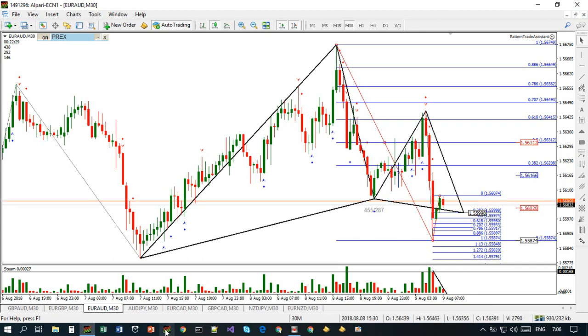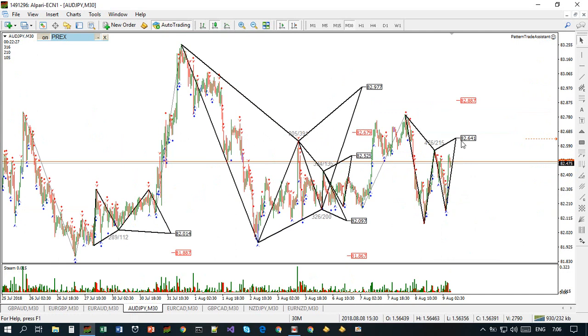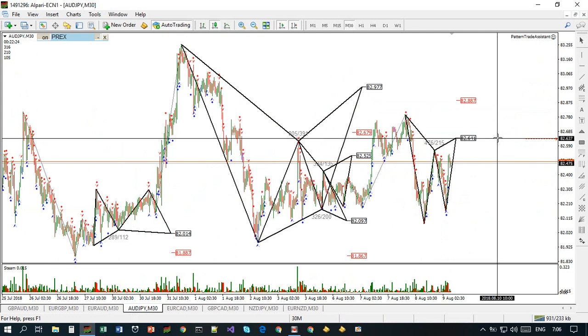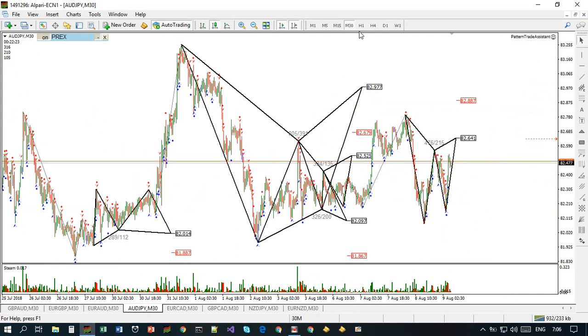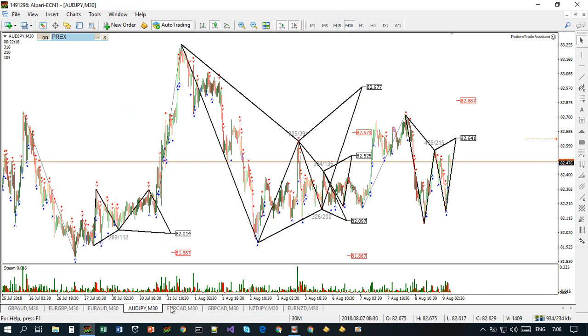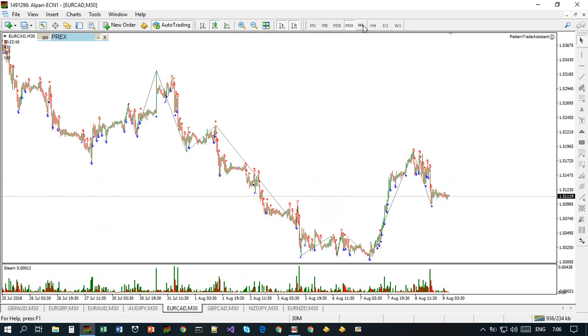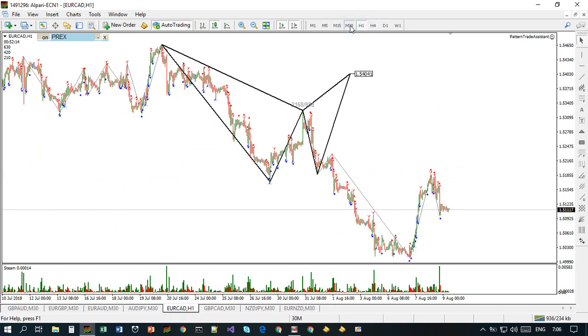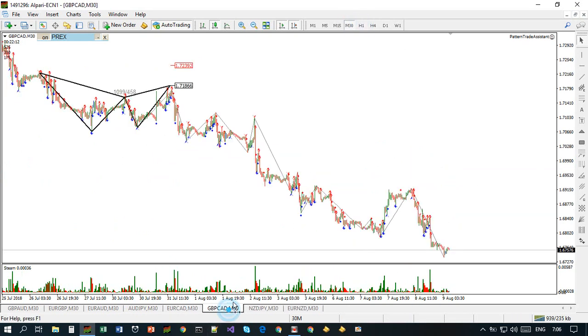But when in doubt, simply stay out. OC Yen, a potential unified Gartley is closer to completion, closer and closer. Let's go 1 hour, nothing. This one is already invalidated. Euro Canadian, 30 minute and 1 hour, have nothing.